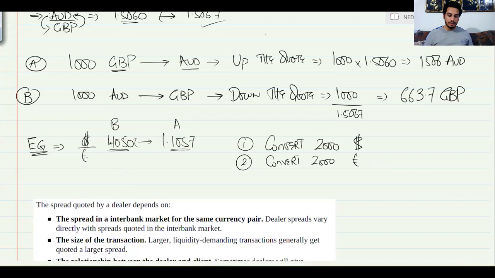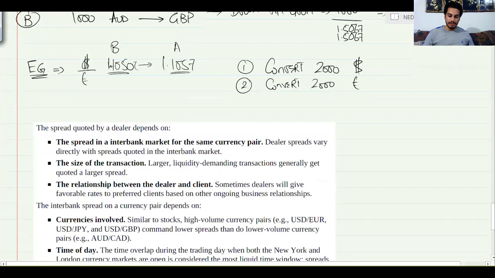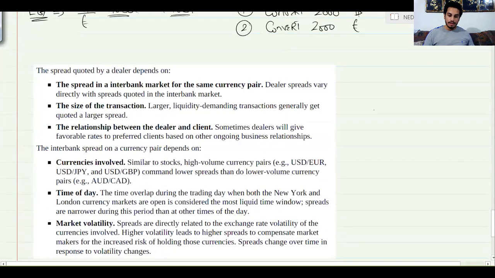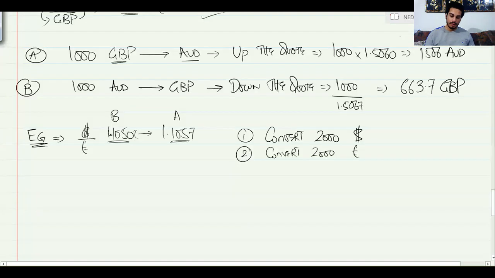Let me try this conversion. I'll have to move this a bit down. So solving this for you. Let's suppose I use the convention first that I've got: bid and ask, down the code, up the code. So I'm solving the first part with my conventions, and then we're going to do it logically as well.